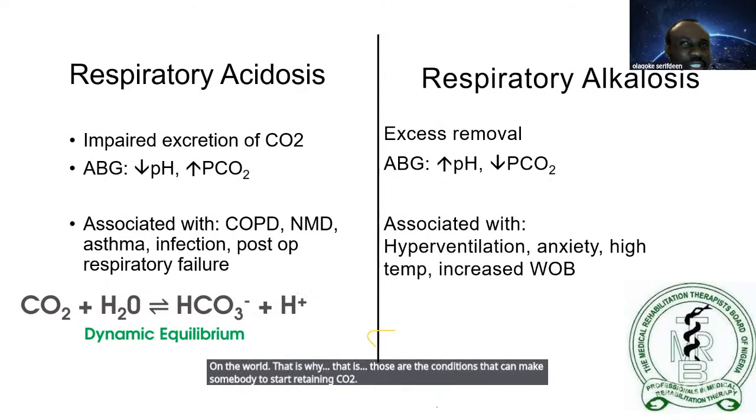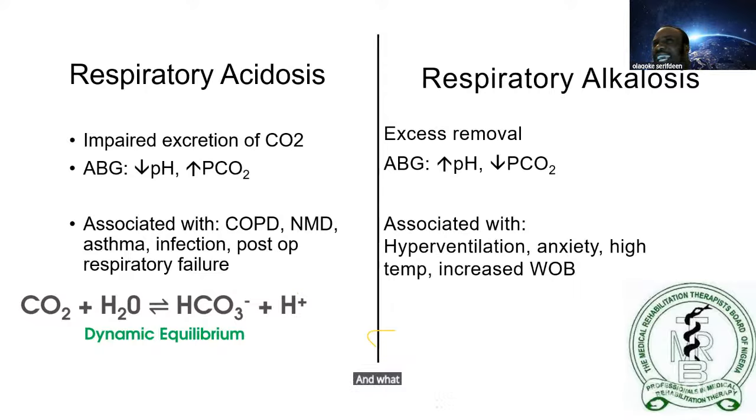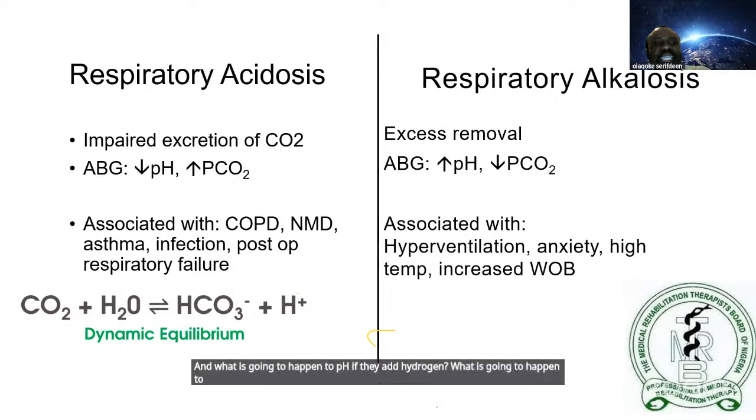Now, if they retain CO2, what is going to happen? Think about that equation. CO2 will start making a lot of hydrogen, and that is where the acidity is coming from. And what is going to happen to pH if they have high hydrogen? The pH will start going down, if that makes sense to somebody.